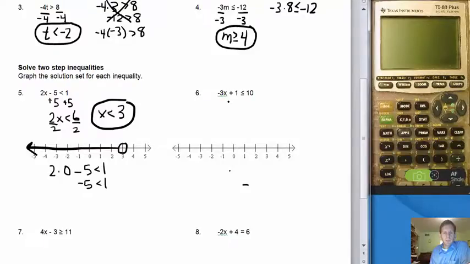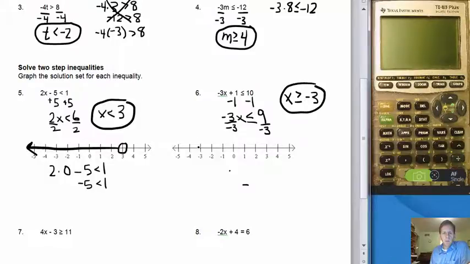So in problem 6, we're going to subtract 1 from each side of this inequality. By doing so, we get negative 3x on the left side. 1's cancel. We have a less than or equal to, and 10 minus 1 is 9. We're next going to divide both sides by negative 3. Because we're dividing by a negative, the negatives will cancel on the left side. We get an x. Dividing by a negative is going to switch this inequality to a greater than or equal to, and 9 divided by negative 3 is negative 3.